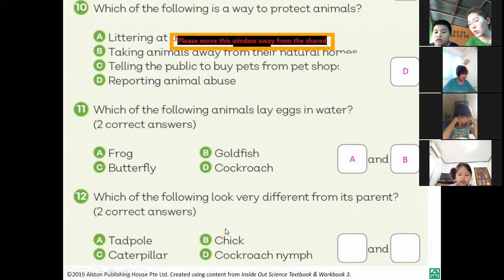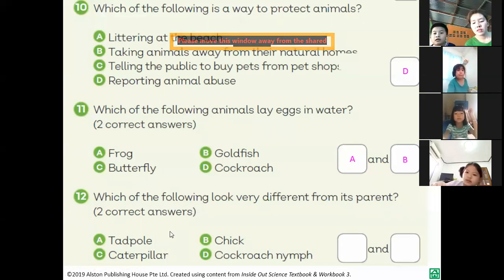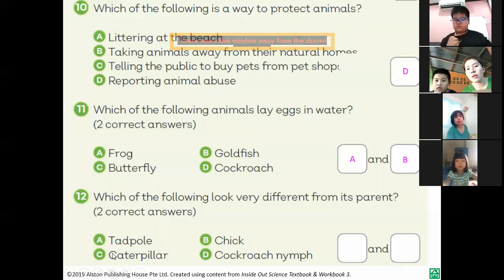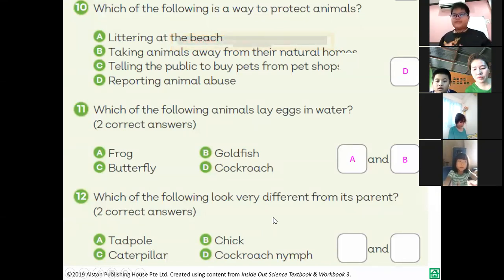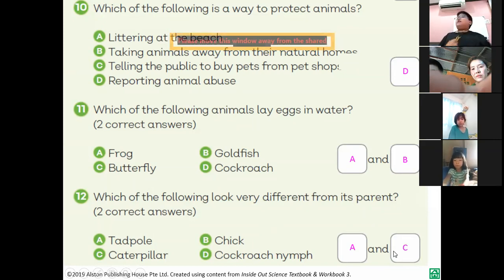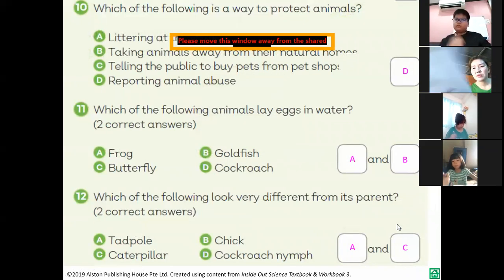There are two correct answers. What letter? A, tadpole. B, chick. C, caterpillar. A and C. Very good. Oh, good job.